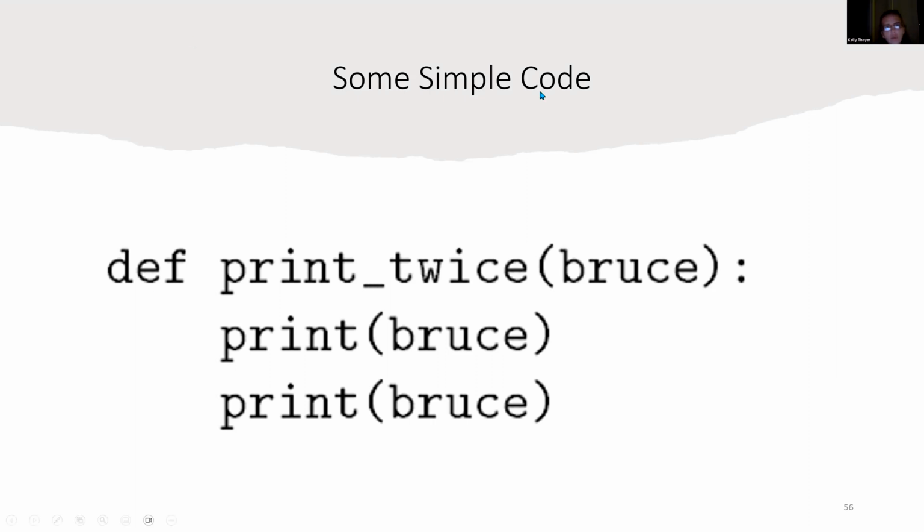So here's some simple code, taken from your readings. This is the print twice function. Here's the definition of it. So we're going to do def print twice, and we have some variable called bruce, and we're going to print bruce 2 times. What bruce will be is whatever you decide to make it when you make your function call.